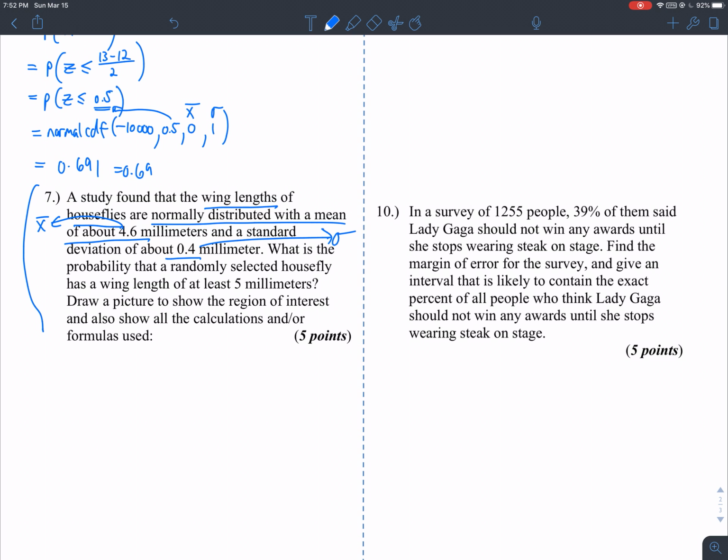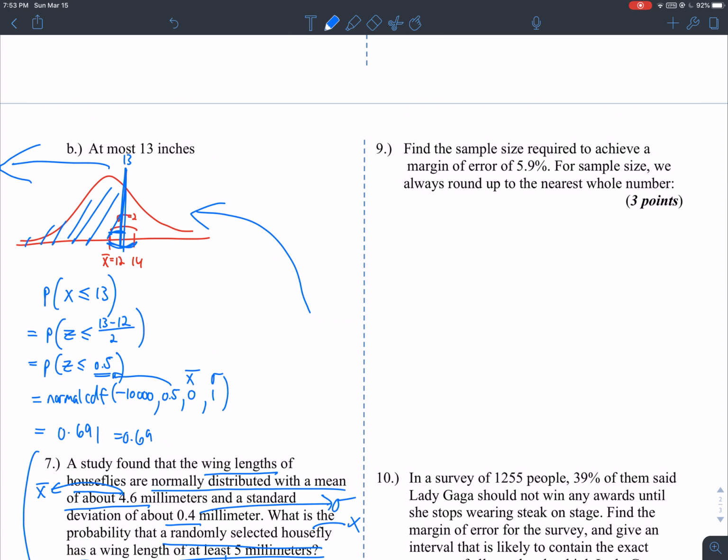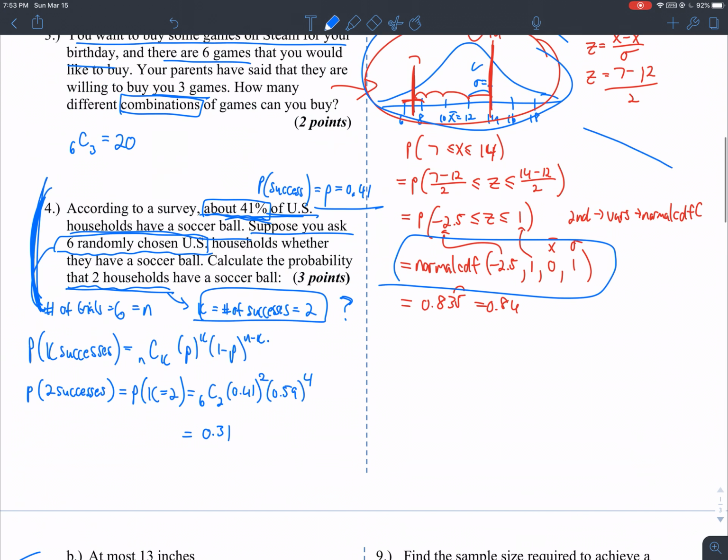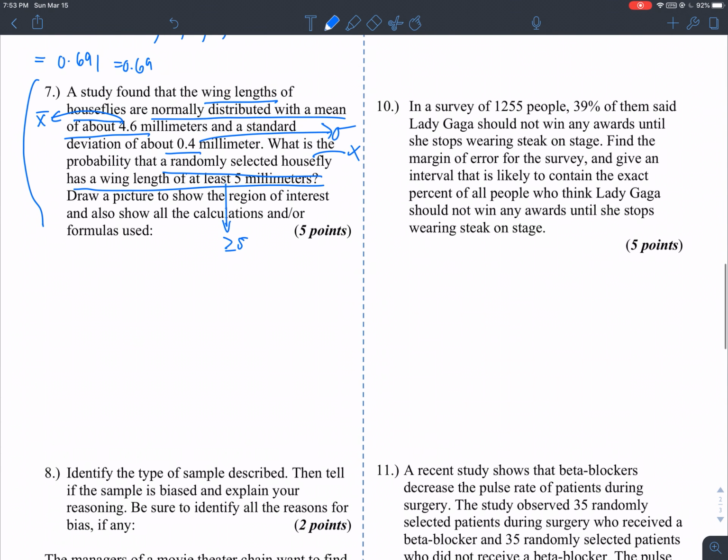What's the probability that a randomly selected housefly, which we would call x, has a wing length of at least 5 millimeters? What does at least mean? At least means I can be 5 or I can be greater. So at least 5 means greater than or equal to 5. Again, draw a picture showing the region of interest. The reason for this is so that you show me that you know what you're doing. I can give you some points for that, so do it.